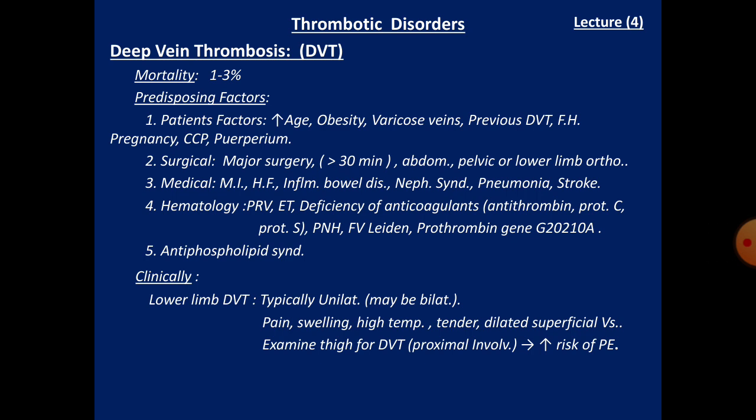for deep vein thrombosis, including patient factors: age, obesity, superficial varicose vein, which is rarely complicated by deep vein thrombosis, previous history of deep vein thrombosis, family history, which is called thrombophilia, and pregnancy, contraceptive, and puerperium. We have a surgical cause, which may be any major surgery which prolongs more than 30 minutes.